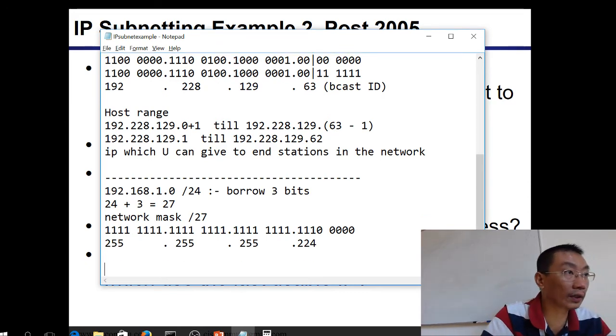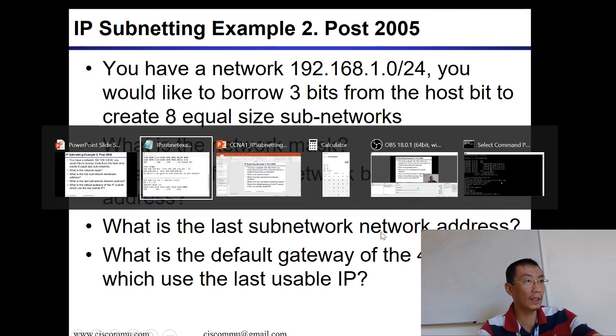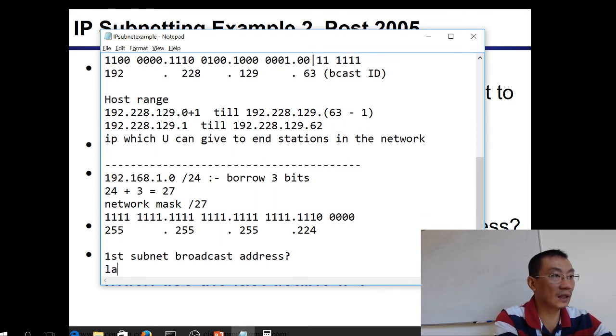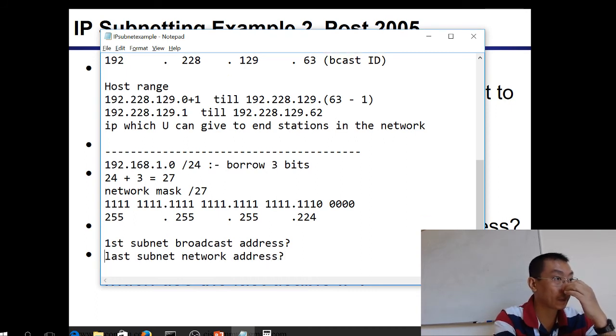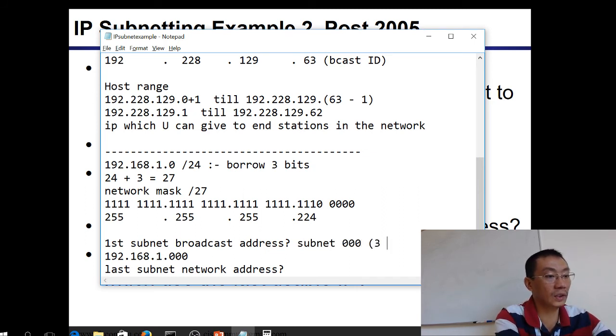So now, what's the question? What is the first subnet broadcast address? What is the last subnet network address? What's the first subnet? So what is the first subnet broadcast address? And you want to find the last subnet network address. Okay. So the first subnet 192.168.1. So let's break it into binary. So the first subnet will be subnet 000. Okay, because you have 3 bits.